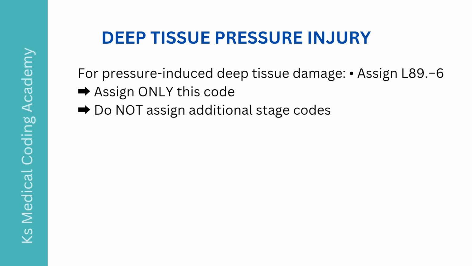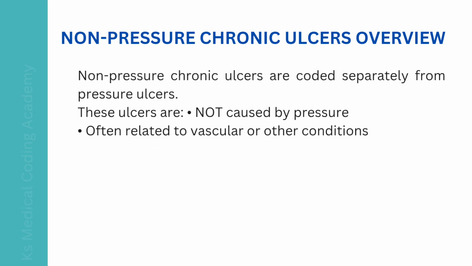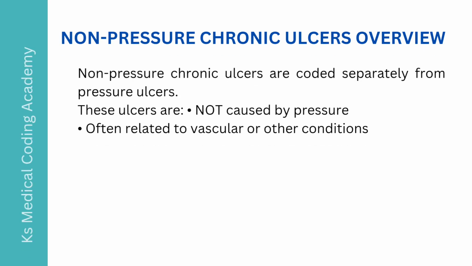Deep tissue pressure injury. For pressure-induced deep tissue damage, assign L89.-6. Only one code is assigned. Do not assign additional stage codes. Non-pressure chronic ulcers overview. Non-pressure chronic ulcers are not caused by pressure and are coded separately from pressure ulcers. They are often related to vascular conditions and other underlying diseases.